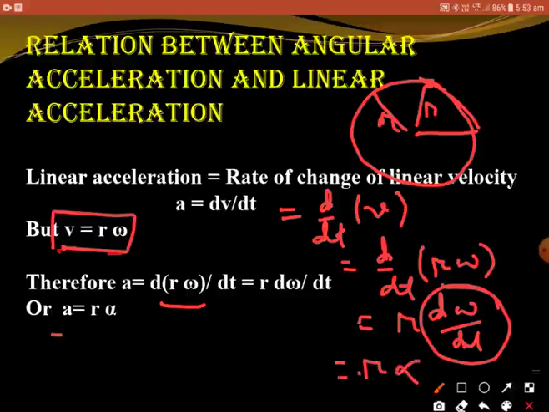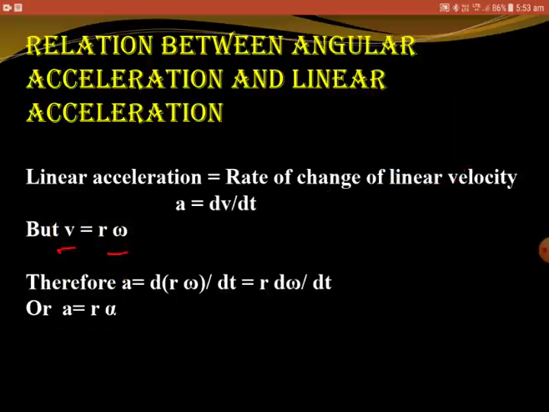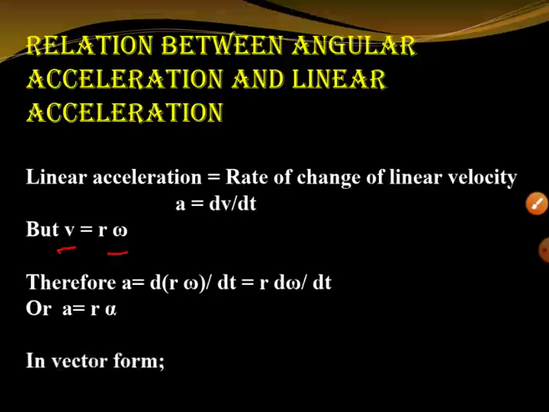So your a, the linear acceleration, will be equal to r times angular acceleration. It is just very easy to remember. If you want to correlate linear velocity and angular velocity, a factor r is coming there. So linear velocity will be equal to r times angular velocity, and linear acceleration will be equal to r times angular acceleration. Like that you can remember it in a very easy way.